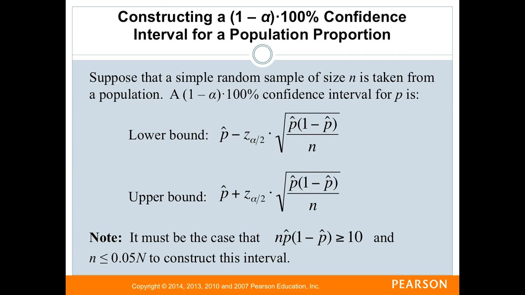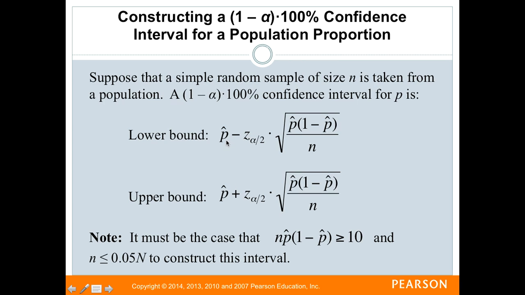So we have our formulas here, which allow us to construct a confidence interval for a population proportion. And what you'll see here is that we have a lower bound and an upper bound. So whenever we're giving a confidence interval, it's always going to be between two values, a lower and an upper bound. Now, they look absolutely identical except for these signs right here.